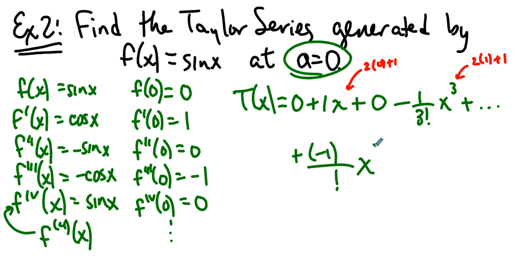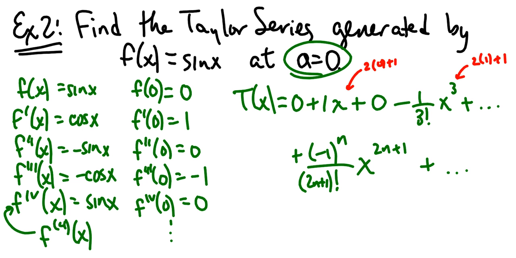So we can just call this 2n plus 1, and this 2n plus 1. If n is 1, we get a negative. If n is 0, we get a positive. So we kind of want it to look like that. And it goes on forever and ever. This will be a Taylor series that will converge to sine x.